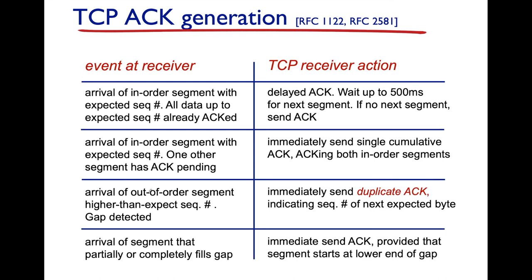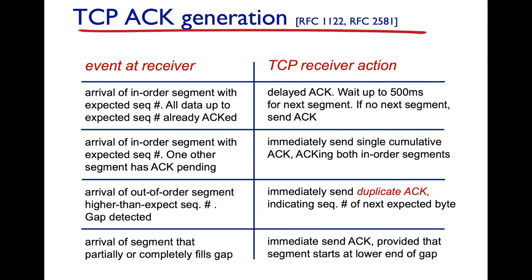So with TCP ACK generation, at the receiver, you have the arrival of in-order segments with the expected sequence number, and all data up to that expected sequence number is assumed to be already ACK'd. You also have the arrival of in-order segments with expected sequence number where one other segment could have an ACK pending. Arrival of out-of-order segments with a higher-than-expected sequence number is going to all have some actions. And then lastly, the arrival of a segment that partially or completely fills a gap.